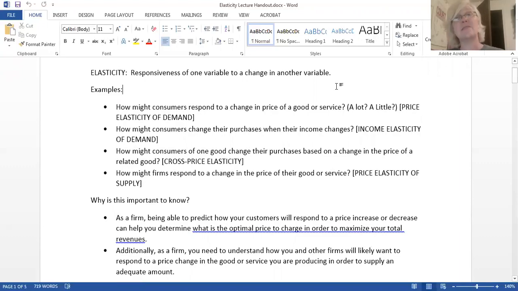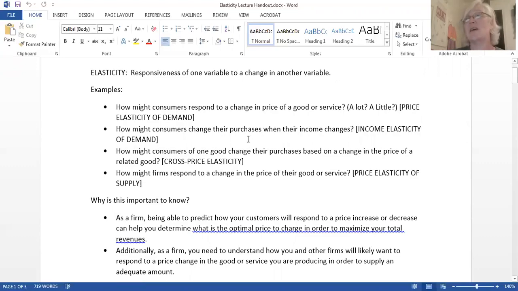So in this case, some examples in economics, especially this intro level economics that we do, is how might consumers respond to a change in price of a good or service? If we change the price a little, what's going to happen? Are our customers going to abandon us, or are they just going to go, whatever, and pay it? Okay. So we need to know if we change the price, for example, we raise the price, are our consumers going to fall out of the market entirely, or are they just going to go, we'll tolerate it? Okay. So will the quantity change a little or a lot? So that's the price elasticity of demand.